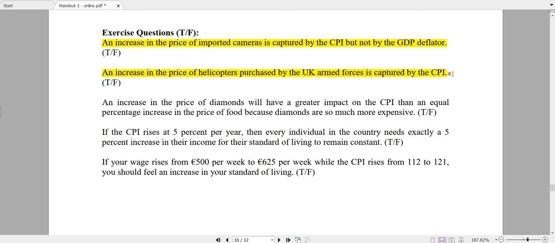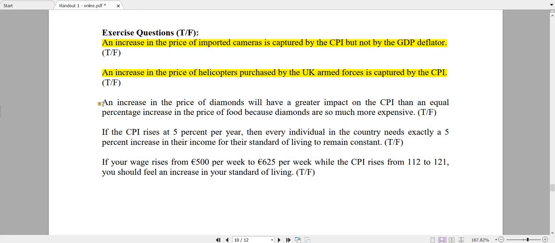Now moving to the second statement, an increase in price of helicopters purchased by UK armed forces is captured by CPI index. Now this statement is false. The reason is that a typical consumer in UK does not consume helicopters. So since helicopters will never be part of the basket of CPI, whatever happens to the price of helicopters, it will not show up in the CPI index. Hence the statement is false.